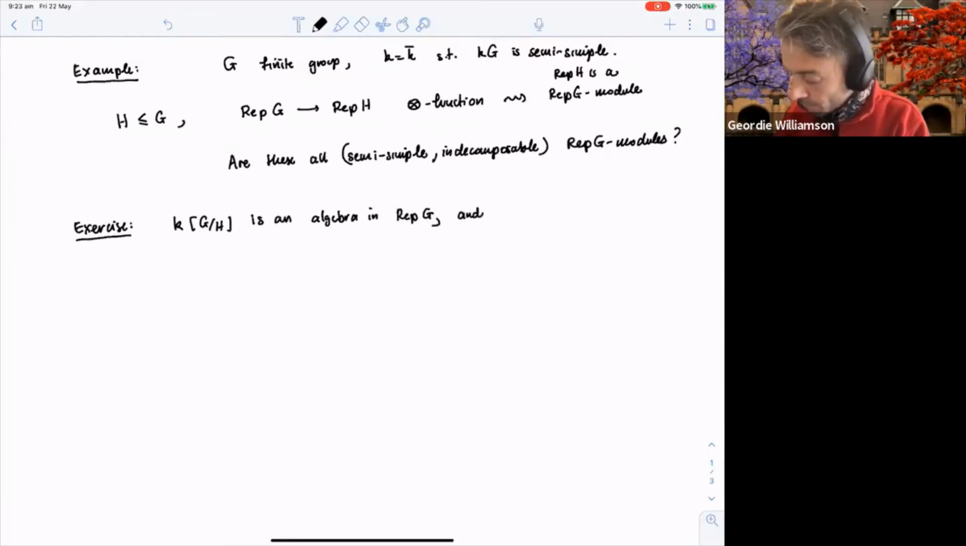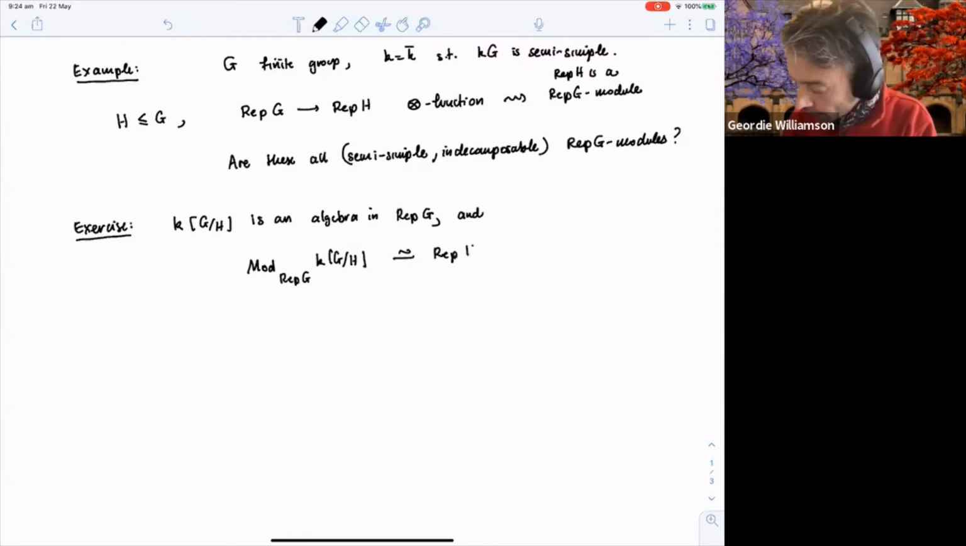And modules over this algebra, so right modules inside this tensor category rep G over functions on G mod H, is equivalent to rep H. Okay. I have to admit that I am not particularly good at doing this exercise. So if you have a nice way of seeing this that doesn't involve too much work, I would love to hear it. This is definitely not something that I've digested particularly well.